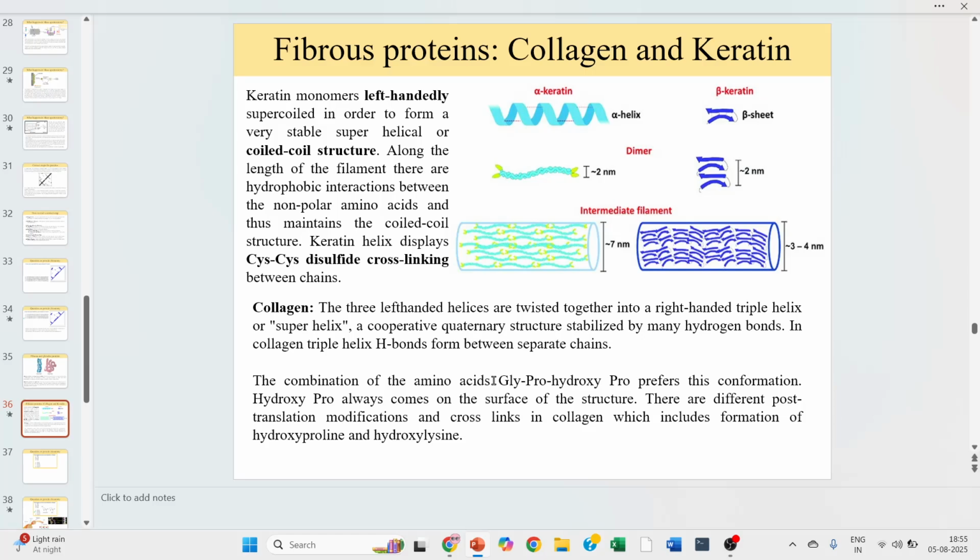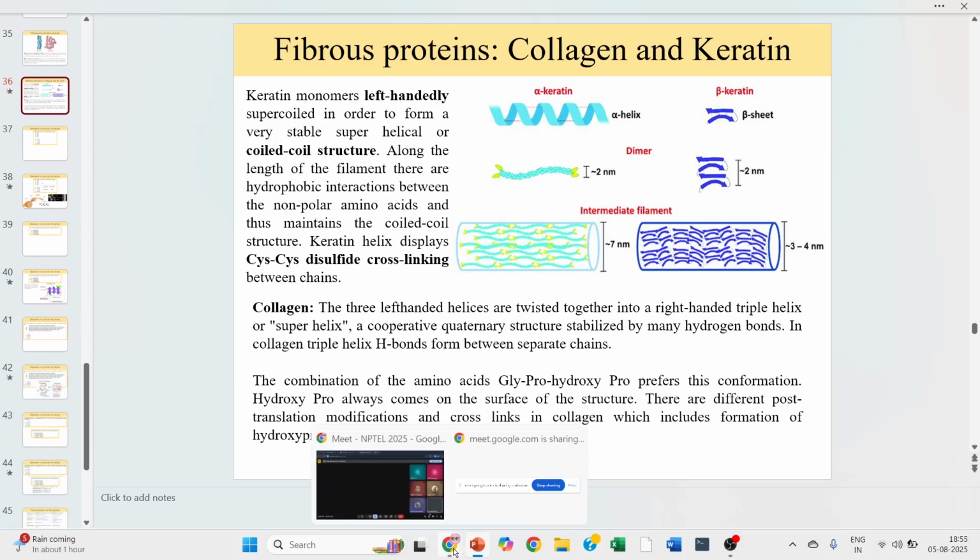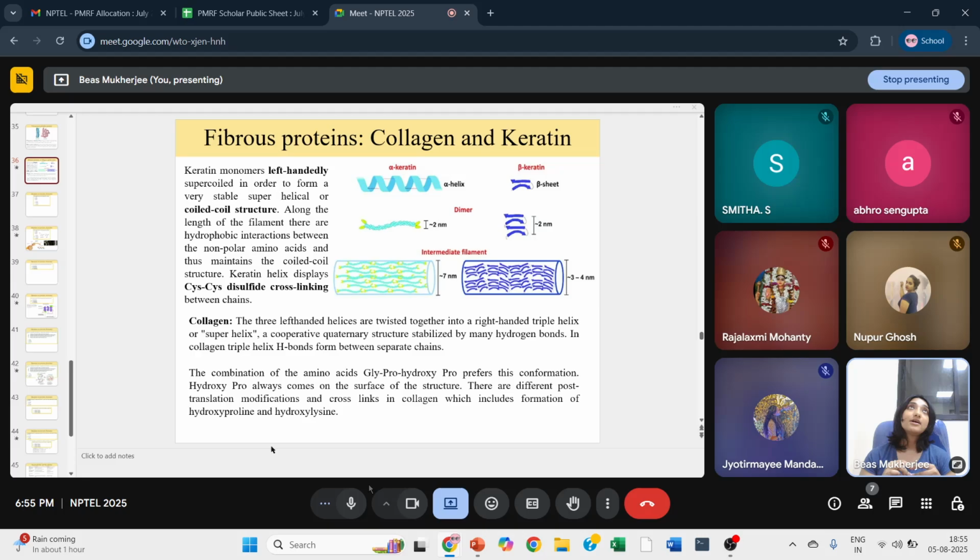Now, fibrous proteins: collagen and keratin. Let's have a look. This might sound very repetitive, but this is something from which you get questions very often. So it's very important that you go through all of these properly. See, keratin: these are monomers. The keratin monomers are actually left-handed supercoiled. So they are left-handed supercoiled to form a very stable superhelical or coiled structure.